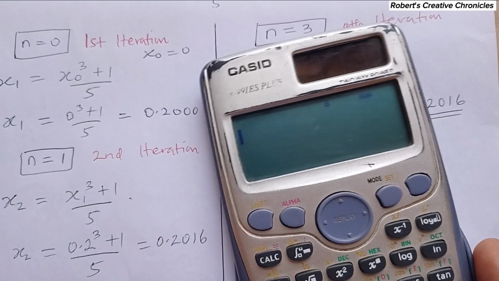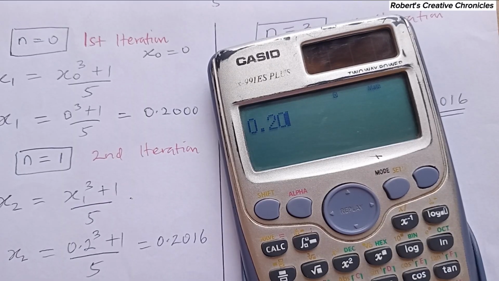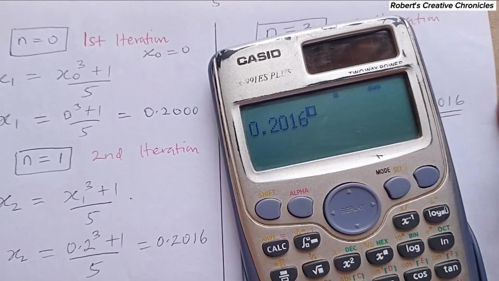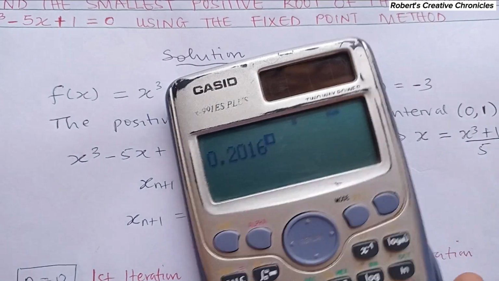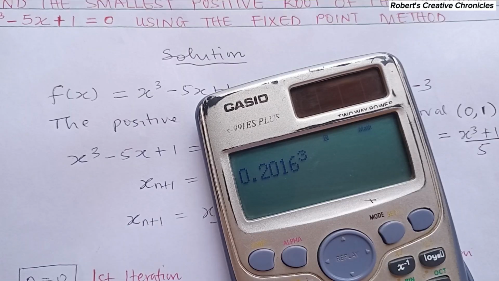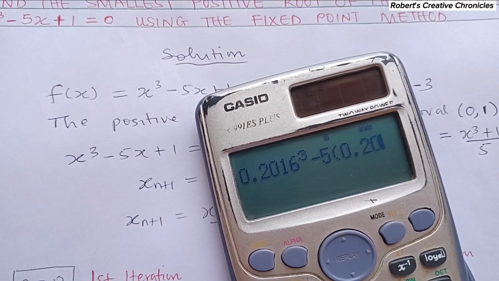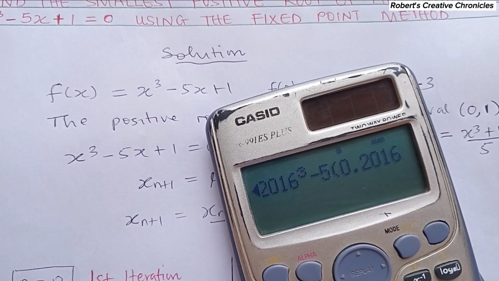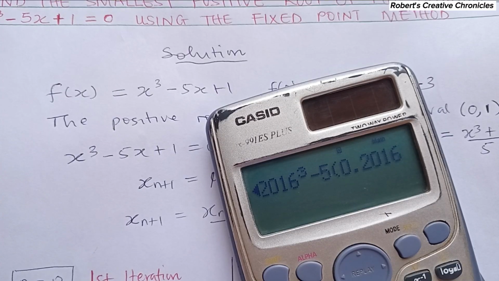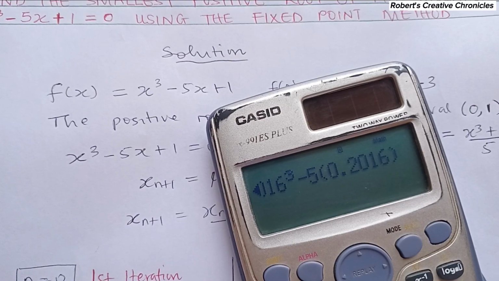So now you can test the equation. We put 0.2016 cubed into the original equation, x cubed minus 5x plus 1. It should give us 0 or something close to 0 to show that it's the root of this equation. It's the smallest positive root. Some questions ask you to find the smallest negative root, but this question asks for the smallest positive root. So this is the smallest positive root, 0.2016.